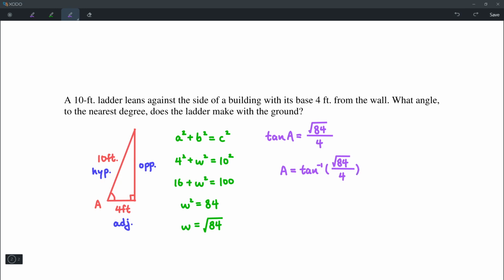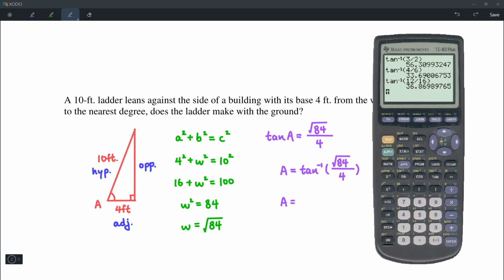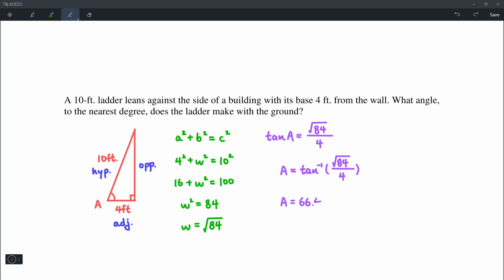Okay, so A is going to be equal to inverse tangent of the square root of 84 divided by 4, which is going to give us 66.42 degrees. And again, we rounded to the nearest 100th instead of the nearest degree. It would have been just 66 degrees if we rounded to the nearest degree, as the question says here. But regardless, those are the steps for solving the question. And so that's it for today.